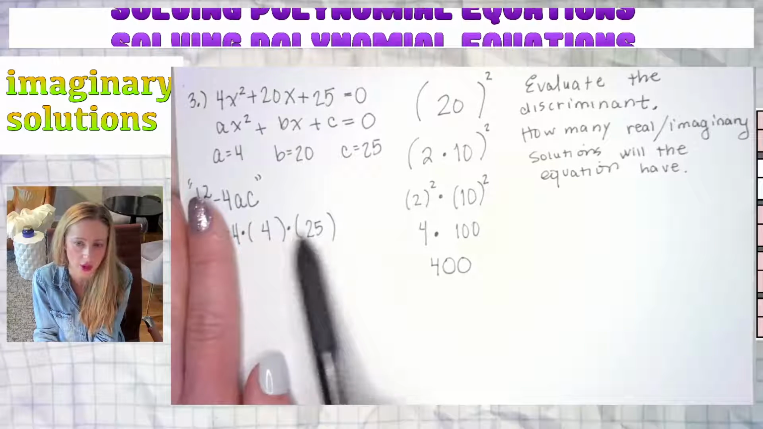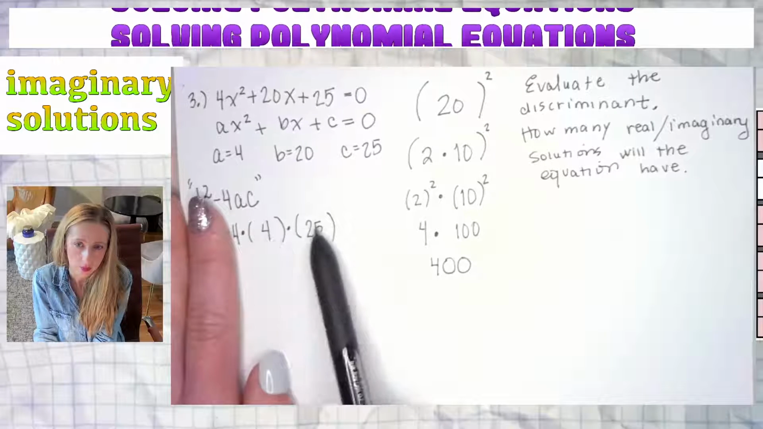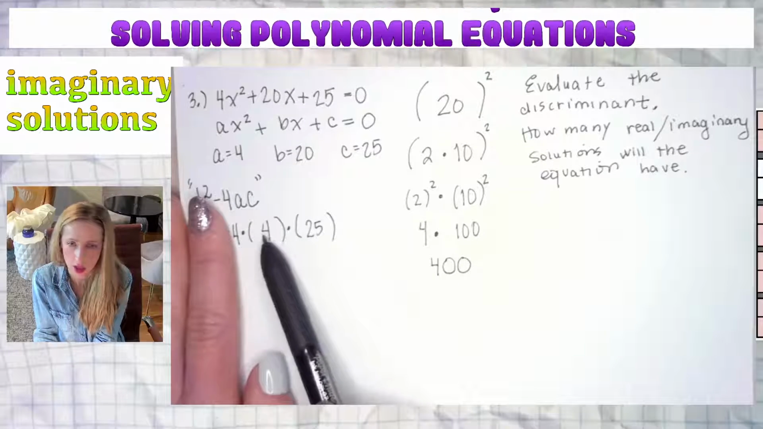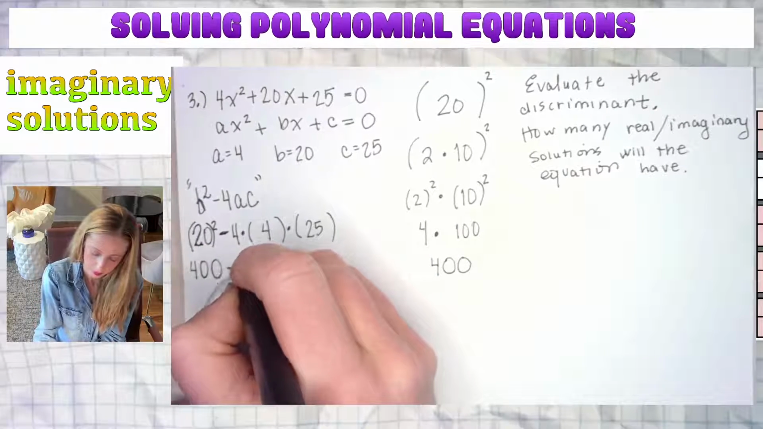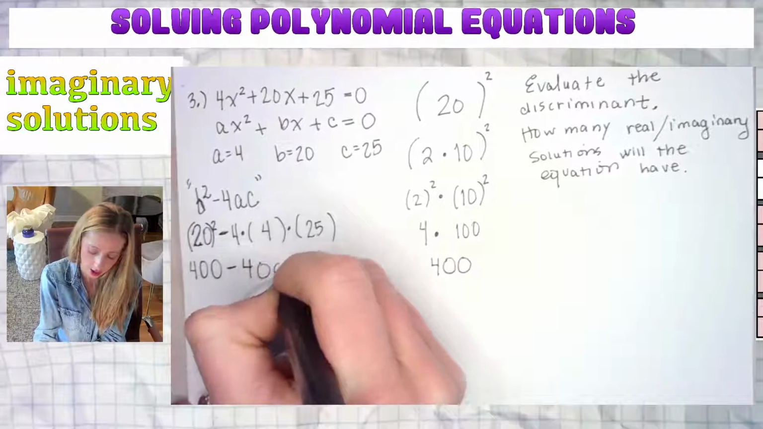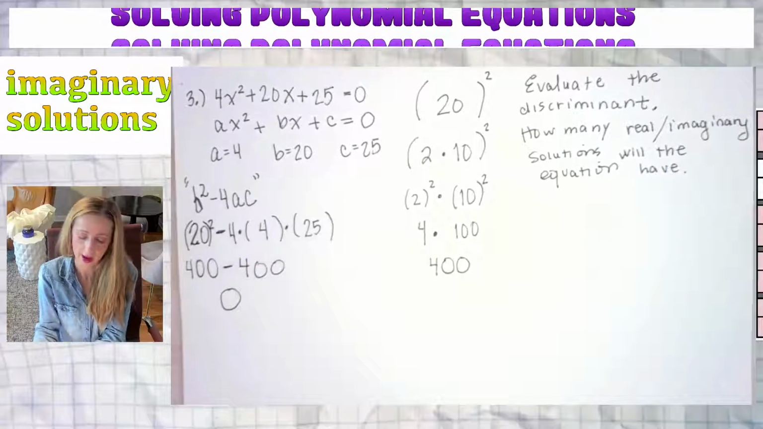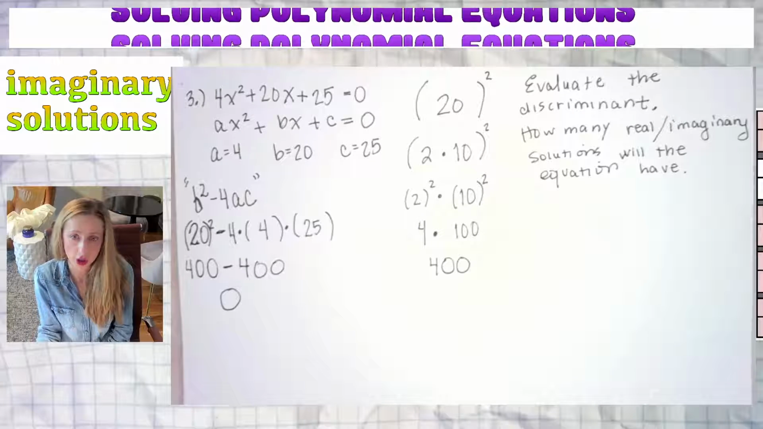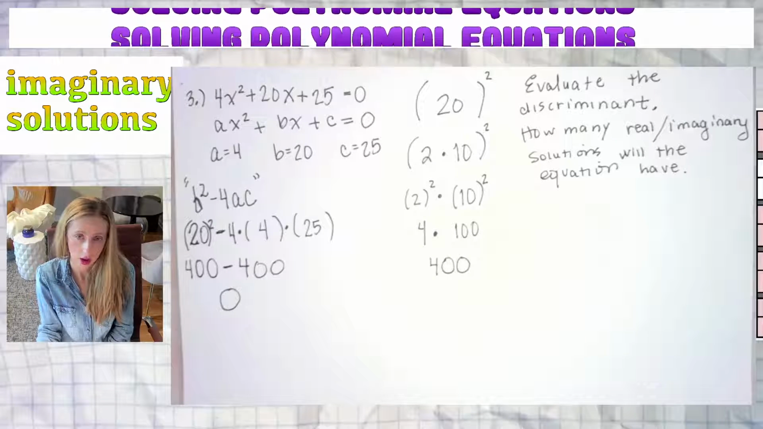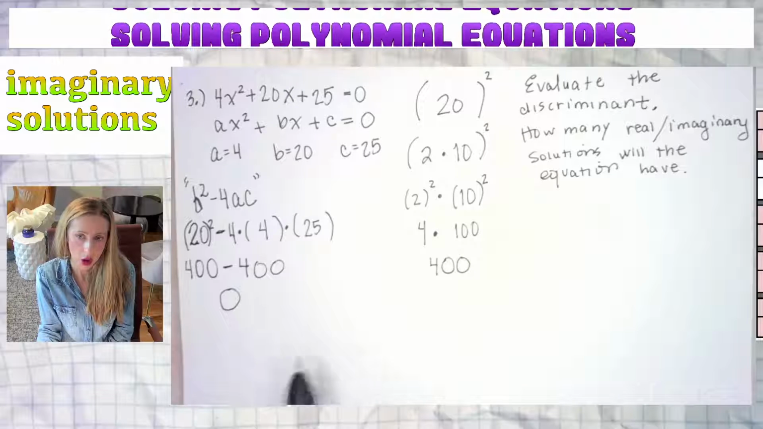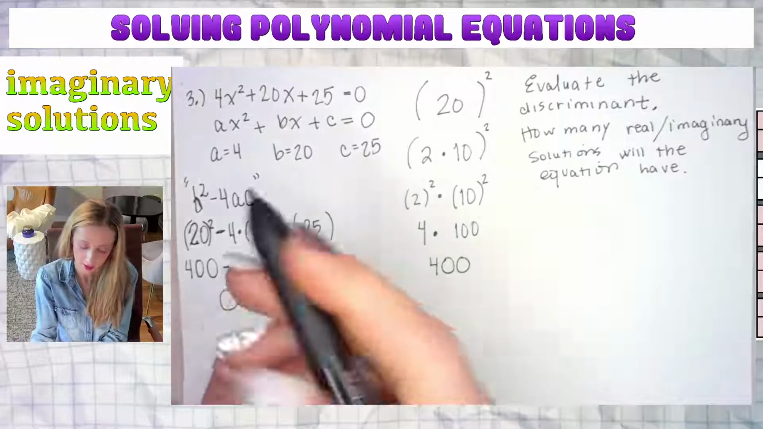What's 25 times 4? 100. Nice. Thank you, Adriana. 100. And then 100 times 4 is 400. And anything minus itself is 0. So if your discriminant for number 3 is equal to 0, how many solutions do we have? Because we evaluated the discriminant. There it is.